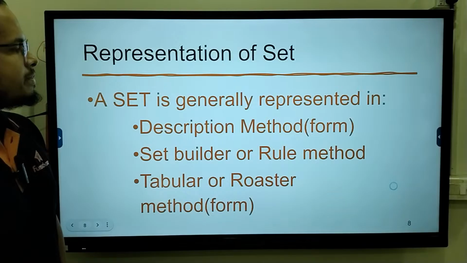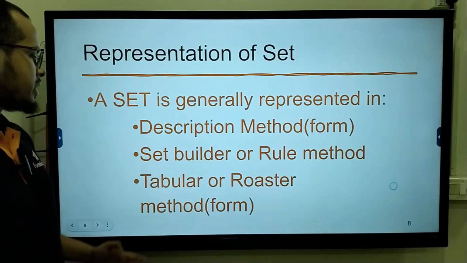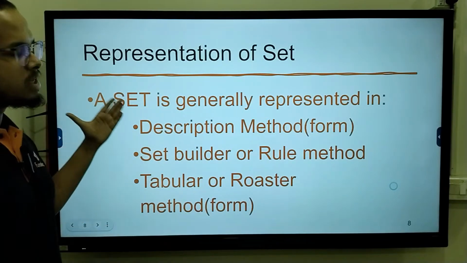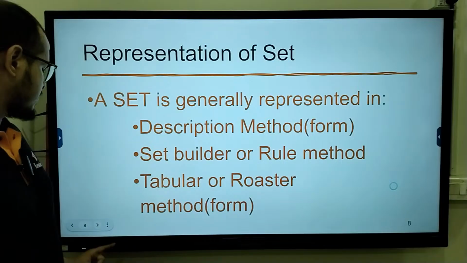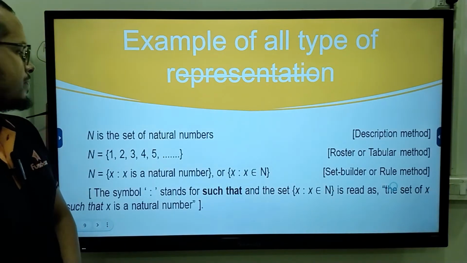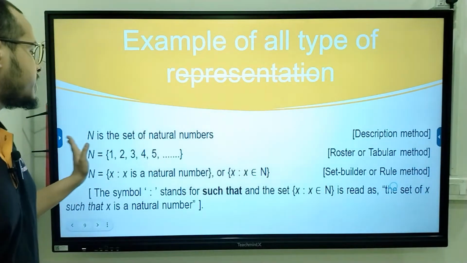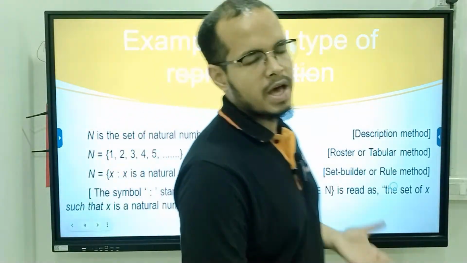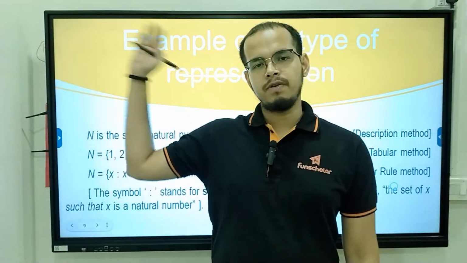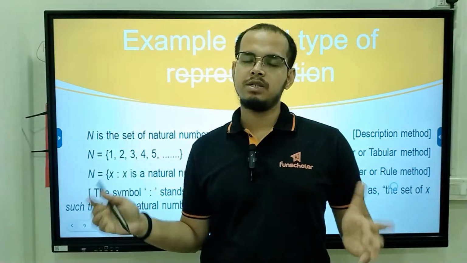A set is generally represented in descriptive method form, set builder or rule method form, or tabular or roster method form. We'll be understanding everything. You can write it in any one of the methods, it's up to you. First, examples of all types of representation. N is a set of natural numbers, so here we are directly writing what this is. N is a set of natural numbers, so it starts with 1 and goes to positive infinity. This is the descriptive method. We are describing what the set is all about.